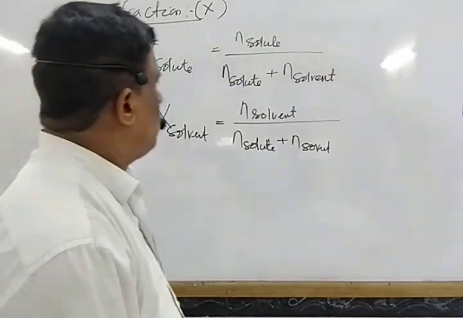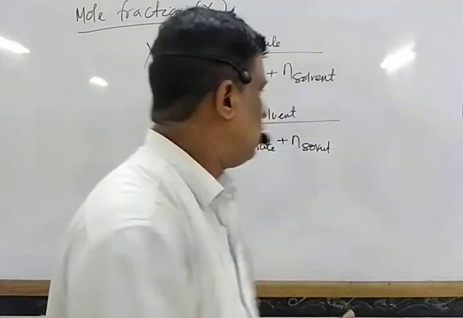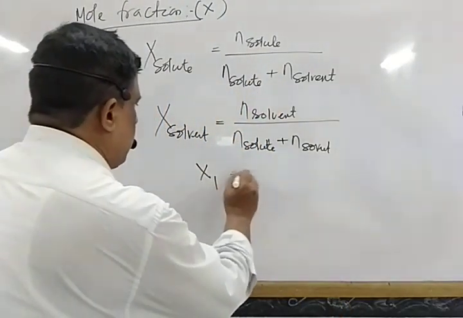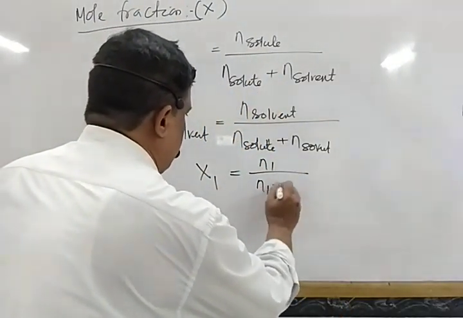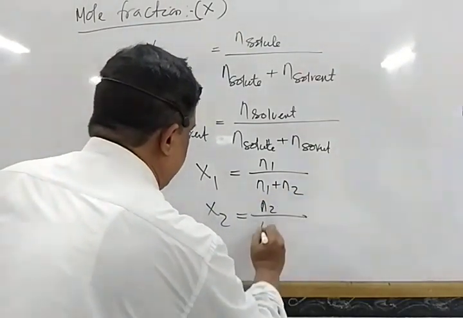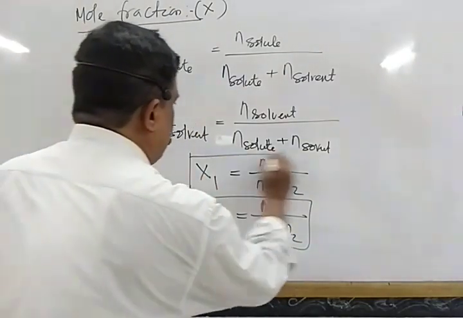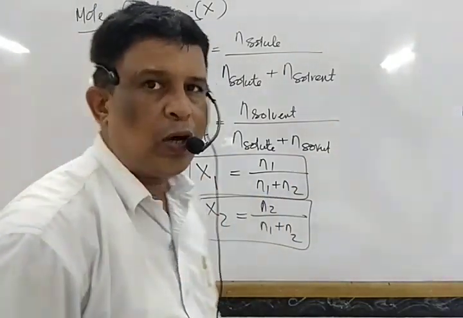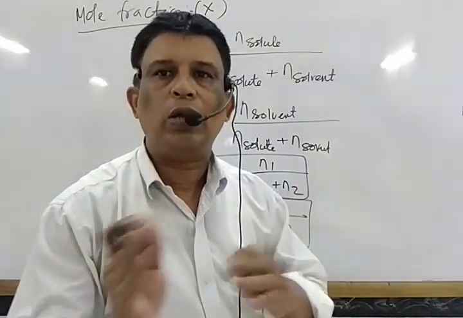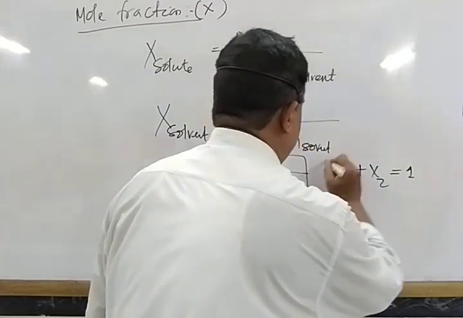If solvent is represented by 1 and the solute by 2, then we can write X1 is equal to N1 by N1 plus N2, X2 is equal to N2 by N1 plus N2, such that for a binary component, the addition of all the mole fractions, that means X1 plus X2, is equal to 1.